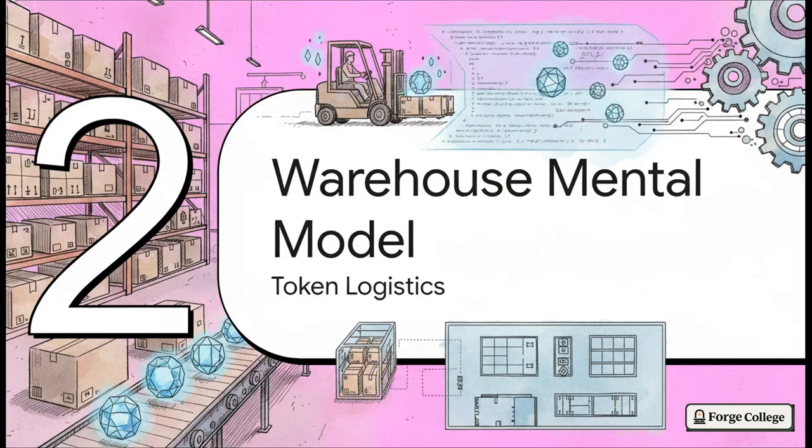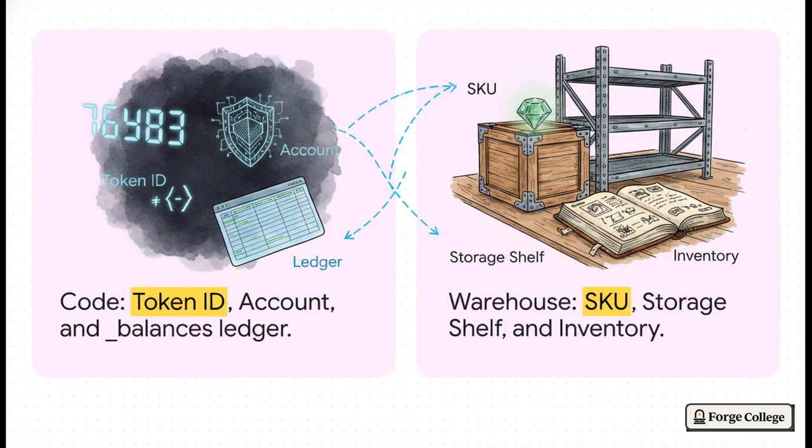Moving right along to Section 2, the warehouse mental model. I find it really helps to think of our blockchain contract as a massive Amazon-style warehouse. In this scenario, a token ID is simply a SKU, a unique product line. And a user's wallet address, well, that's just a physical storage shelf inside that warehouse. So that _balances mapping we just broke down, that's the warehouse's master clipboard. Minting a new token is really just manufacturing a brand new SKU, tossing it onto a specific shelf, and then updating the clipboard. It's that simple.